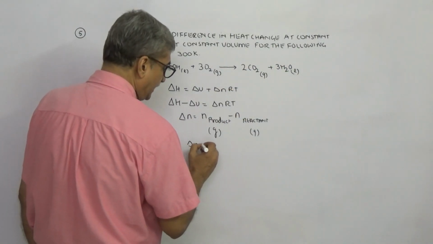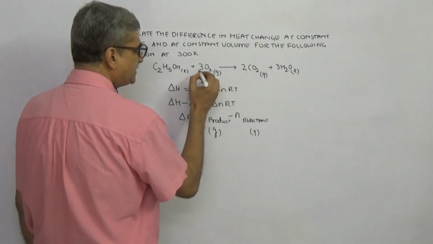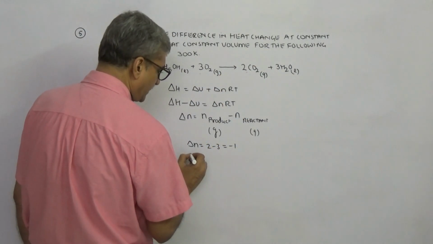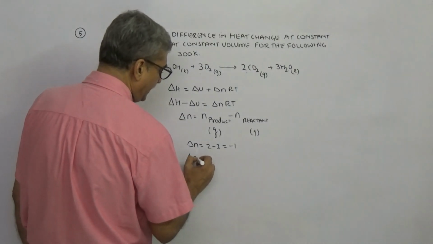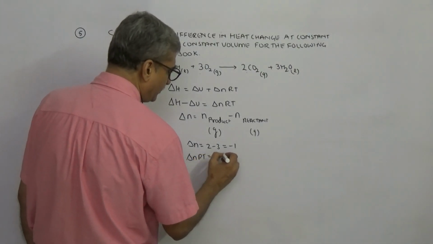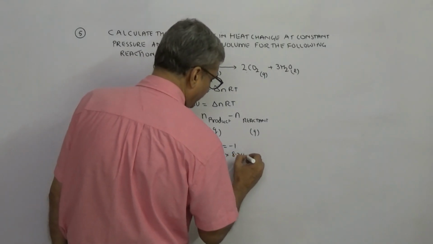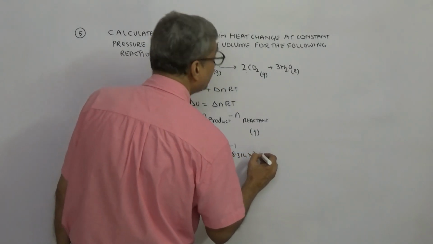So your delta n becomes, this is gas and this is gas. So 2 minus 3 is equal to minus 1. So your delta n RT will therefore be equal to minus 1 into 8.314 into 300.